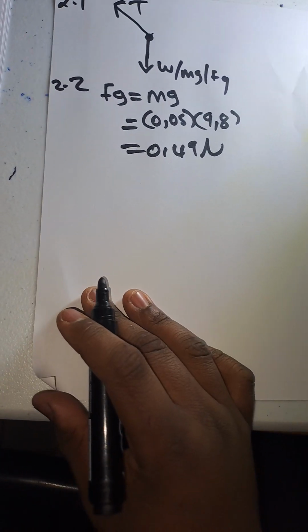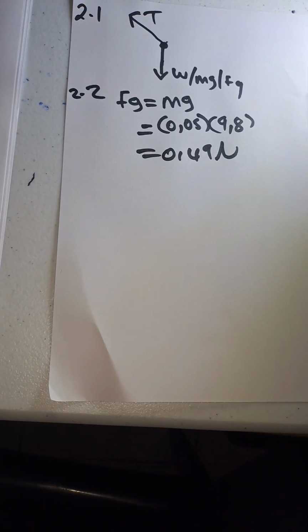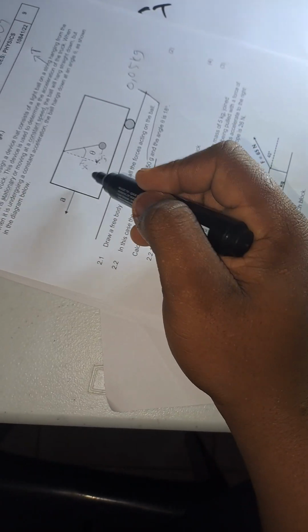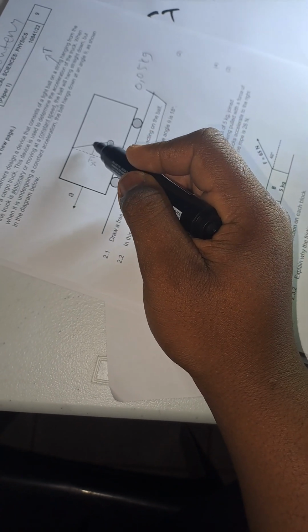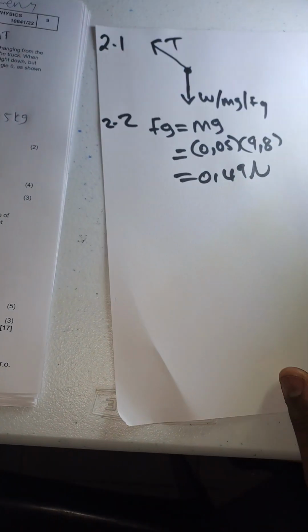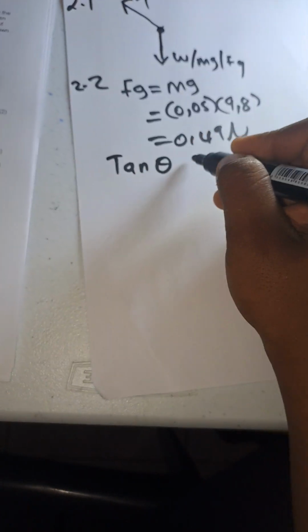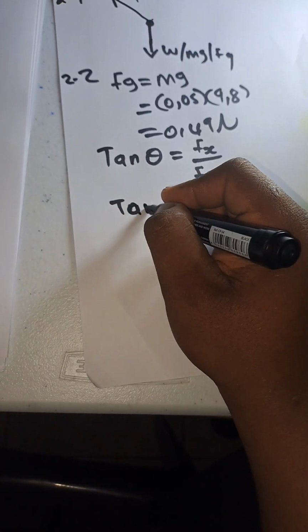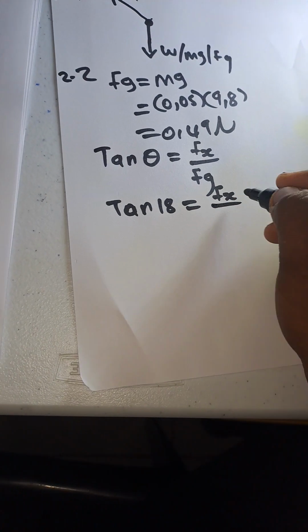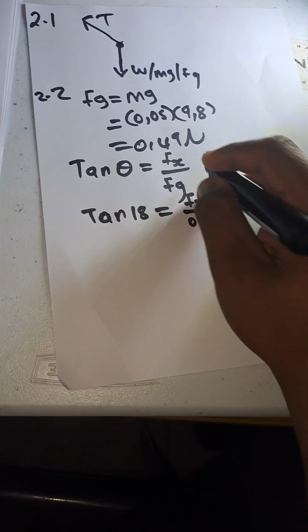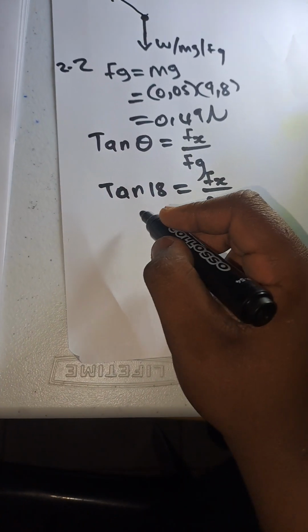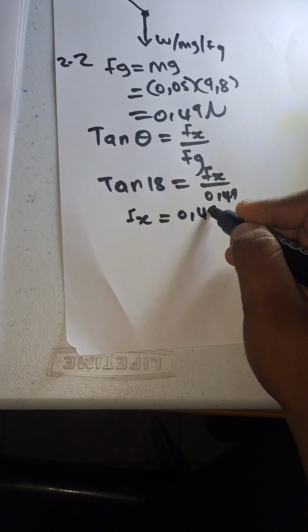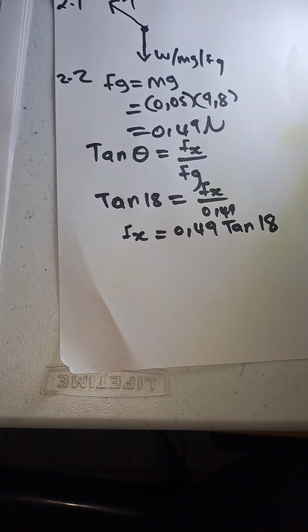Now we are not done. They want the Fx, since I've told you it is the horizontal force. So what are you gonna do there? You're gonna do the maths there. Because this is what they want, Fx. I have my opposite side, and this is my angle that I'm given. So I have my opposite and adjacent, so it means I will use tan. So I'm gonna say tan theta equals Fx over Fg. I have tan 18 equals Fx over 0.49. Cross multiply. Then you'll have your Fx equals 0.49 tan 18. You're gonna take out the calculator there.